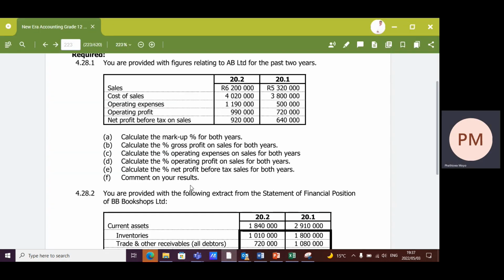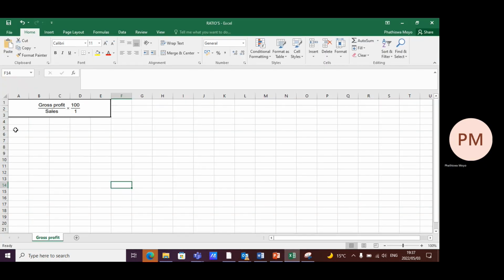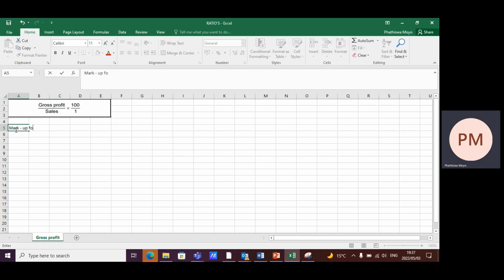Okay, sorry. It's amplified, so you can't. Okay. Markup for both years.